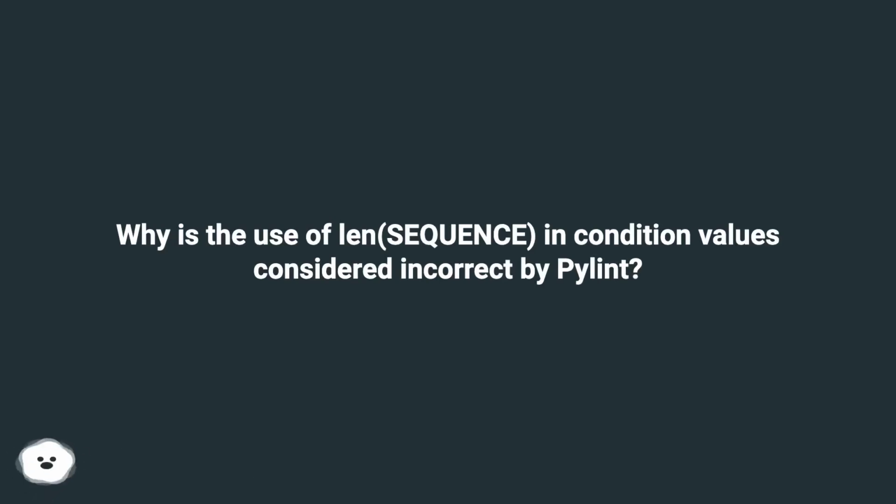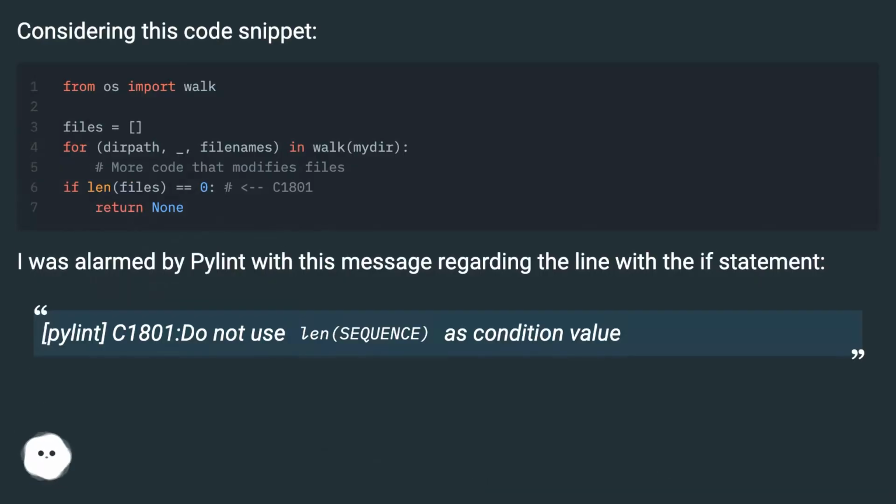Why is the use of len sequence in condition values considered incorrect by Pylint? Considering this code snippet, I was alarmed by Pylint with this message regarding the line with the if statement. Pylint, C1801: do not use len sequence as condition value.